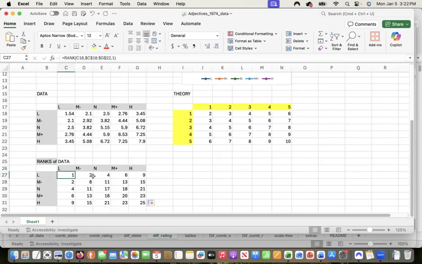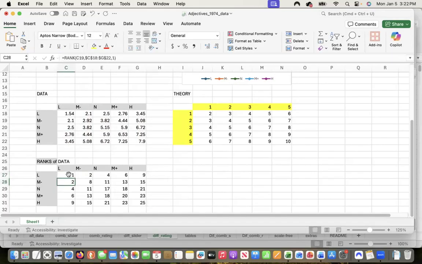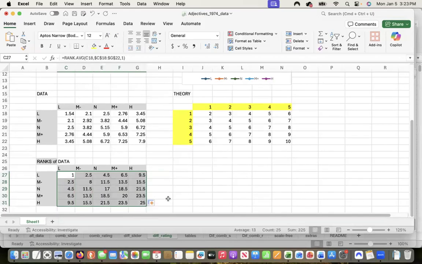So it skipped ranks. I didn't do the rank average, did I? So I'm going to fix that. I'm going to type rank. Let's put that back in here as rank.avg. And that's the function that'll average the, so that's still 1. And now we're having those 0.5s averaged, and we get to 25. So there's the rank, using the rank average function.